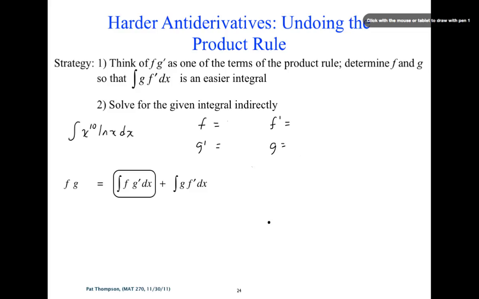Okay, so most of you correctly said that instead we need f to be natural log in this case, and g prime to be x to the 10th. Where's Don Tram? Tell me about f prime and g. Did you get those? What's f prime? 1 over x, and g is?